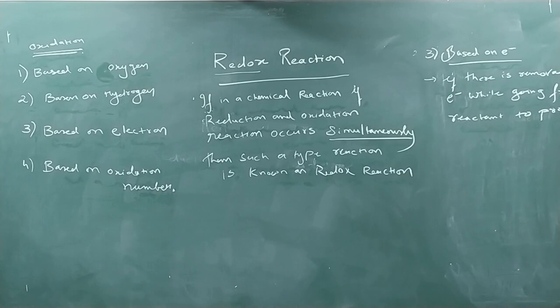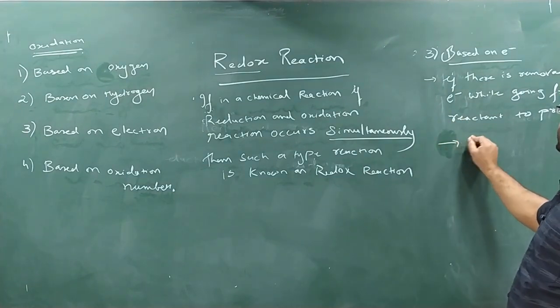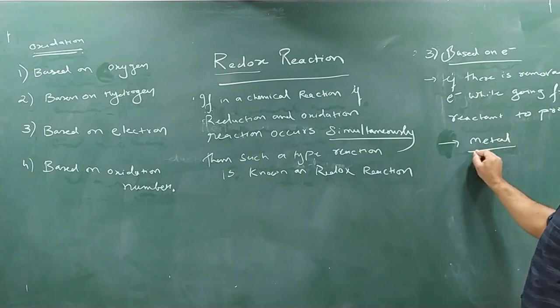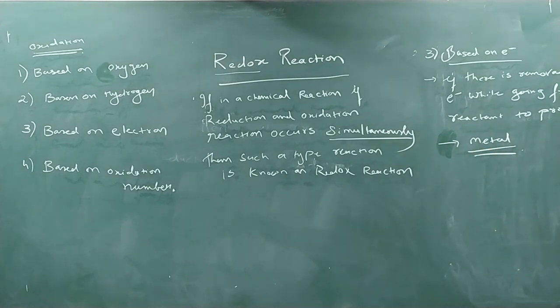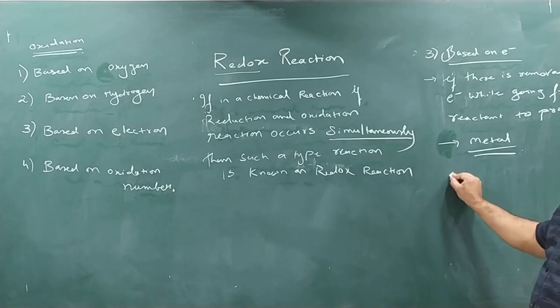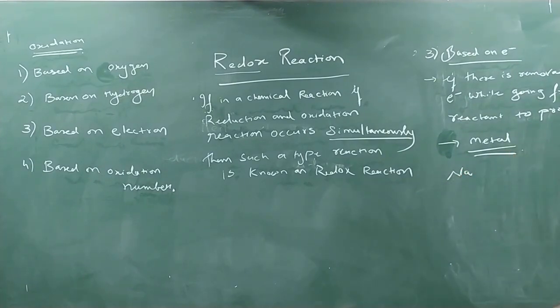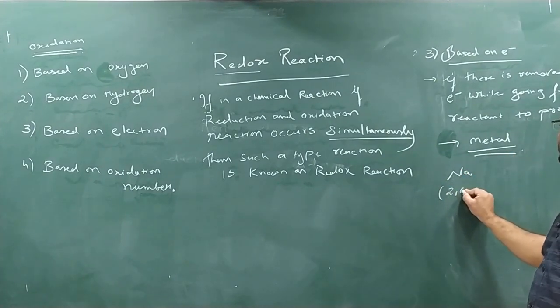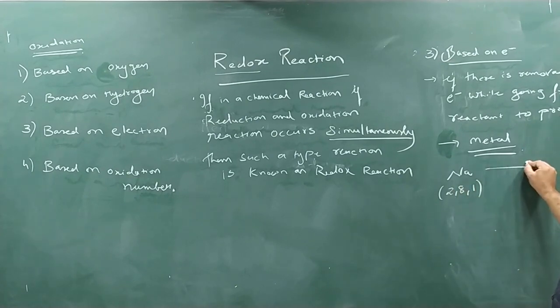As we know, who will remove the electron? The element whose outermost electronic configuration is either 1 or 2 or 3, or the metal. Metals have a tendency to lose the electron, means they will undergo oxidation. You can see the example there. Sodium, atomic number is 11. Its electronic configuration is 2, 8, 1. So the outermost orbit electronic configuration is 1, so it will lose one electron and form a positive ion. Such a type of chemical reaction is known as an oxidation.